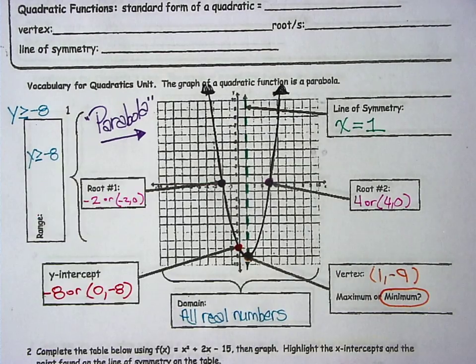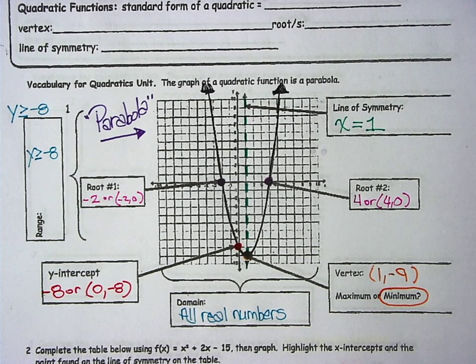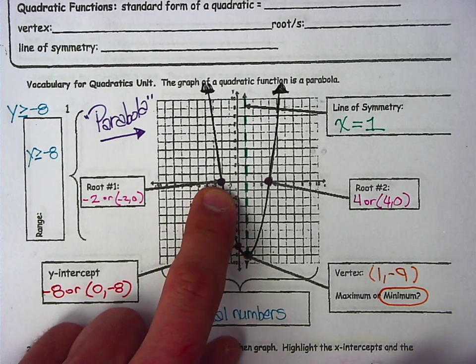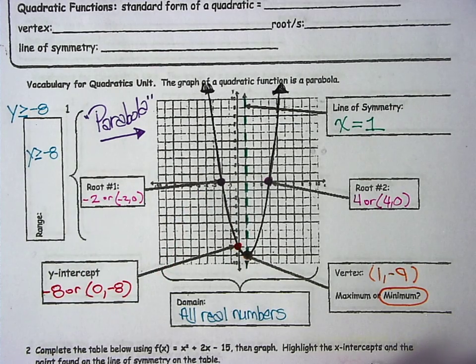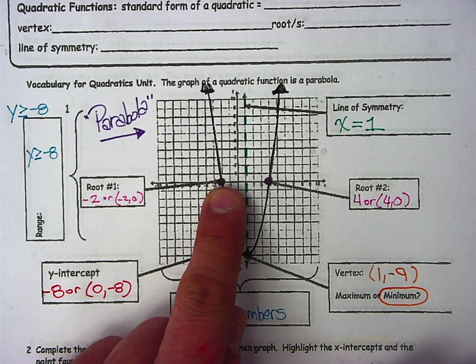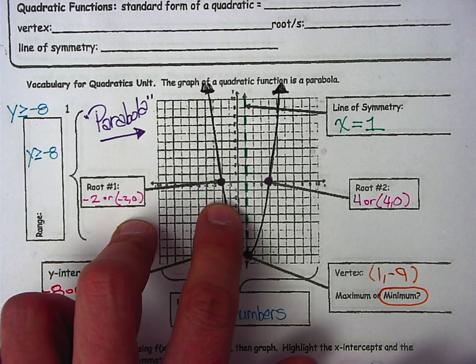It looks like it's read as "parabola," but it's pronounced parabola, generally speaking. Let's break it down to a couple of its components. First of all, we have root number 1. That's also the x-intercept, and if you can't read, this graph is a bit faded. It hits the x-axis at -2, or if you wanted coordinates, you could say (-2, 0).